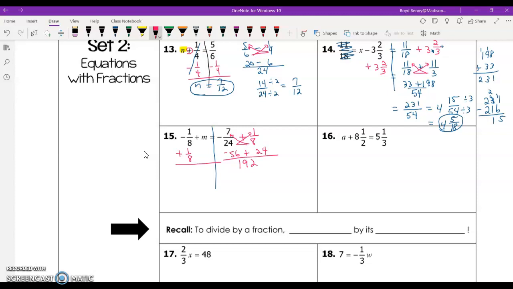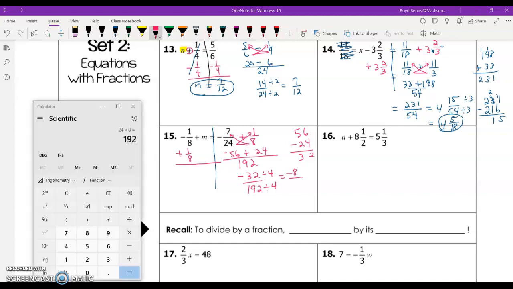Now, negative 56 plus 24, those have different signs, so I need to subtract those numbers. So that's going to give me 32, and the bigger number is negative, so that's going to be a negative 32 over 192. And let's see, this can probably be divided by, I'm going to say 4. Let's see if 4 will go into these. 4 can definitely go into 32. That's going to give us a negative 8. And 192 divided by 4, let me grab my calculator again. 192 divided by 4 equals 48.